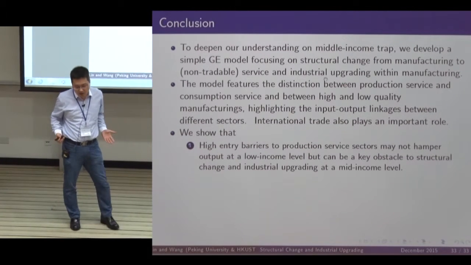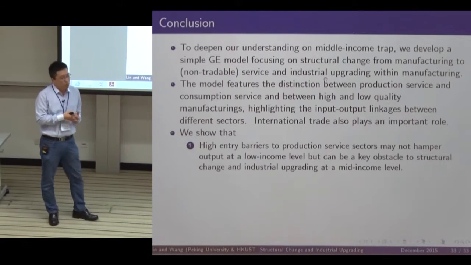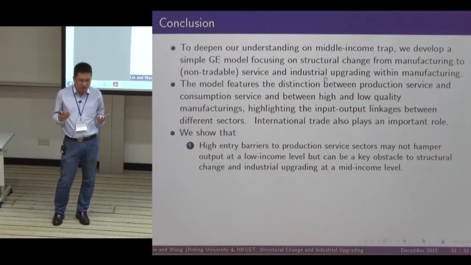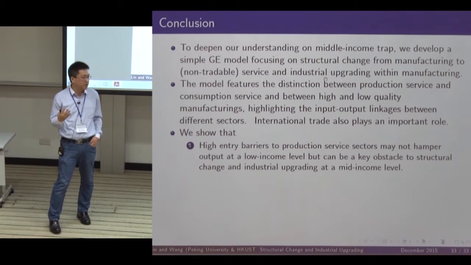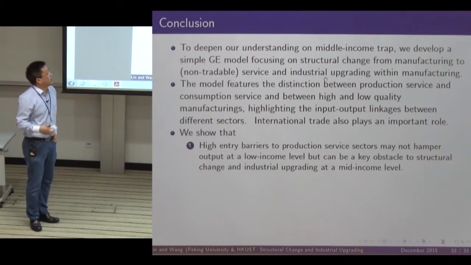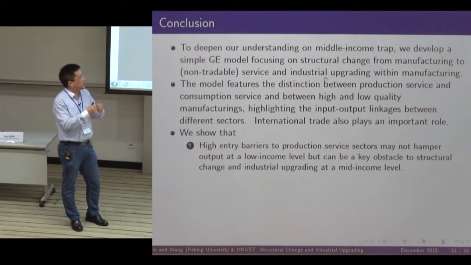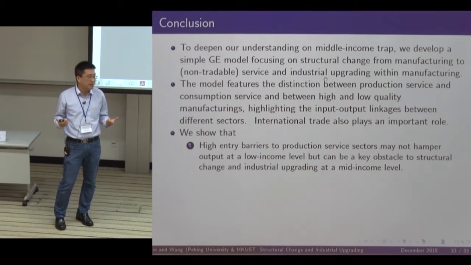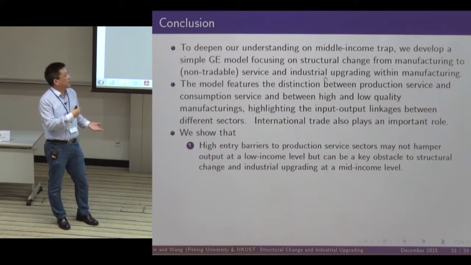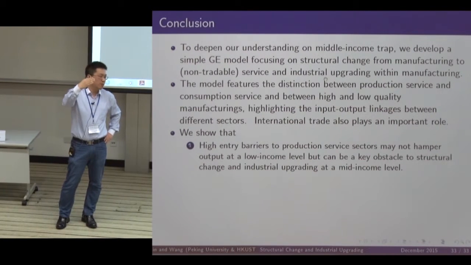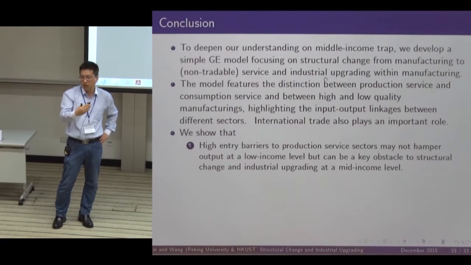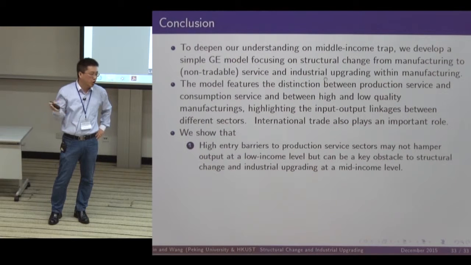What we do here is try to understand the non-convergence phenomenon for countries at middle income status. We build a model that highlights the importance of production service, and in particular the entry barrier to production service, this F. In the model, we make the distinction between production service and consumption service. We also think about the manufacturing sector itself, whether the industrial upgrading from low quality manufacturing to high quality manufacturing is efficient, premature, or too delayed. So the market equilibrium could go both ways.